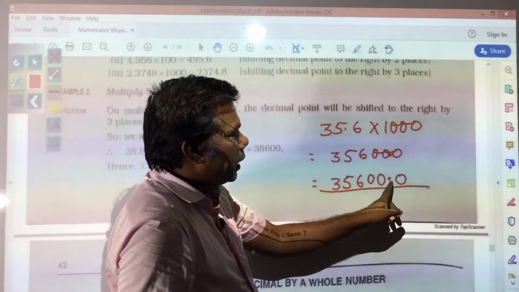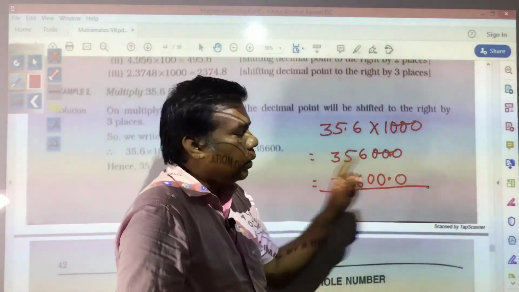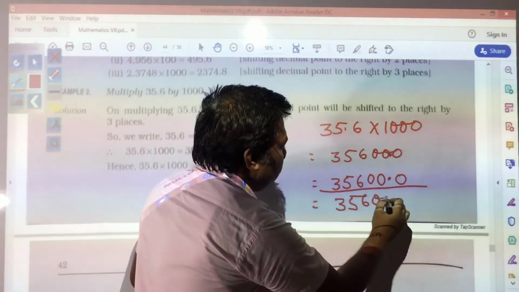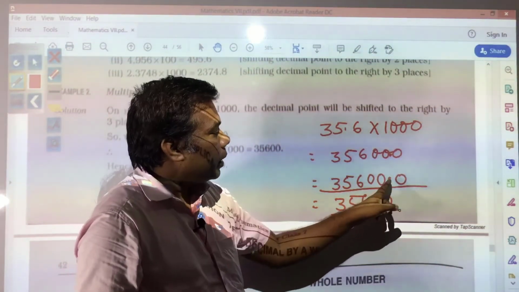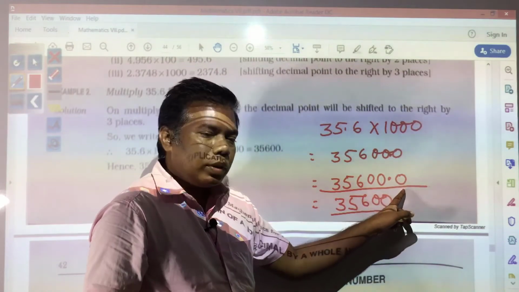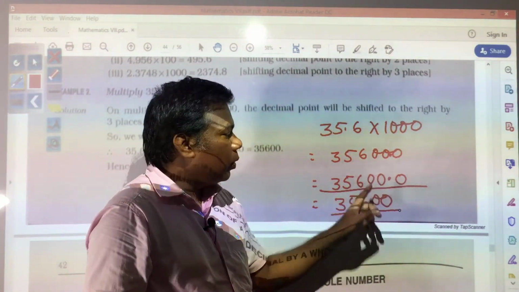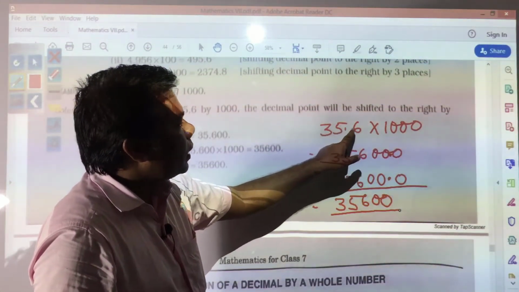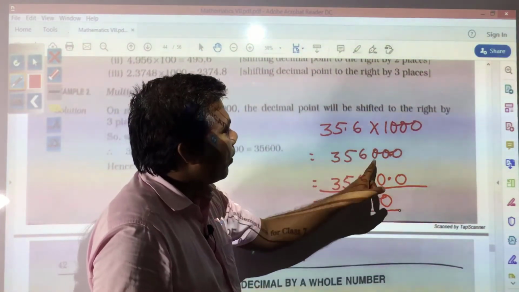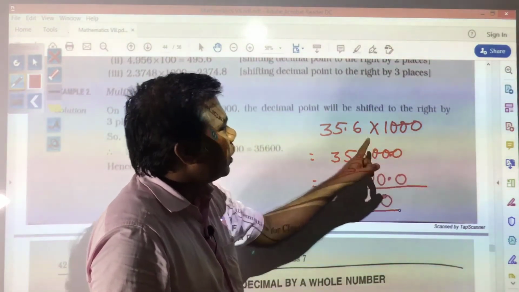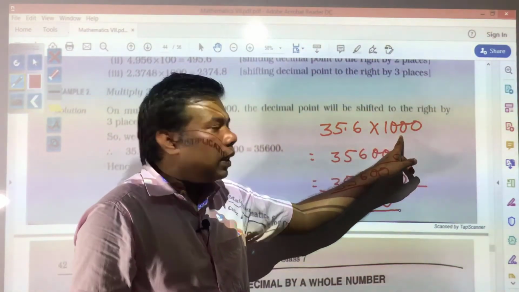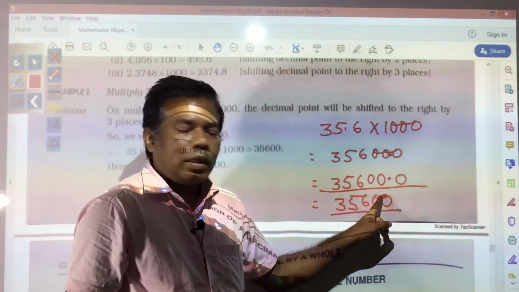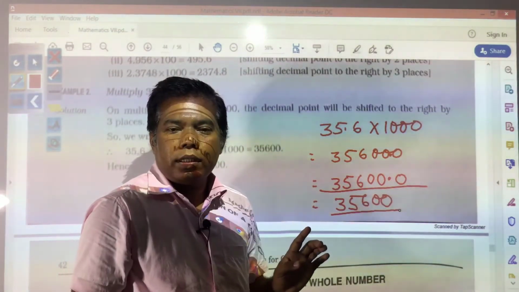Either after the decimal, if 0 is there, the value is the same; this is a whole number, 35600. You can put 0 after the decimal or not, the value will be the same. So, simply what you understood: you had 35.6. How many zeros have you added? 3 zeros, because you have multiplied by 1000, and this decimal has been shifted to the right 3 places, and you have got 35,600.